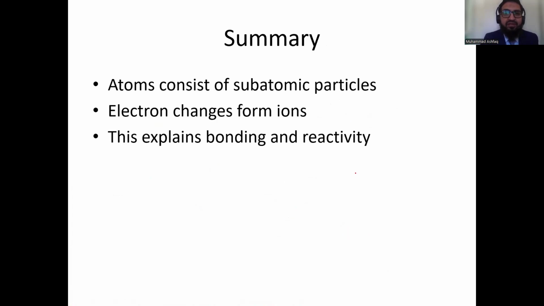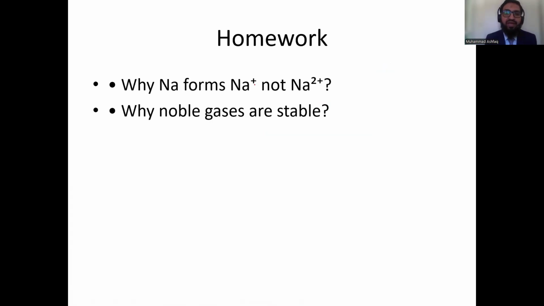So the summary: an atom consists of subatomic particles, and electrons changing form ions. This explains bonding and reactivity. Sodium forms Na+, not Na 2+, and why noble gases are stable.